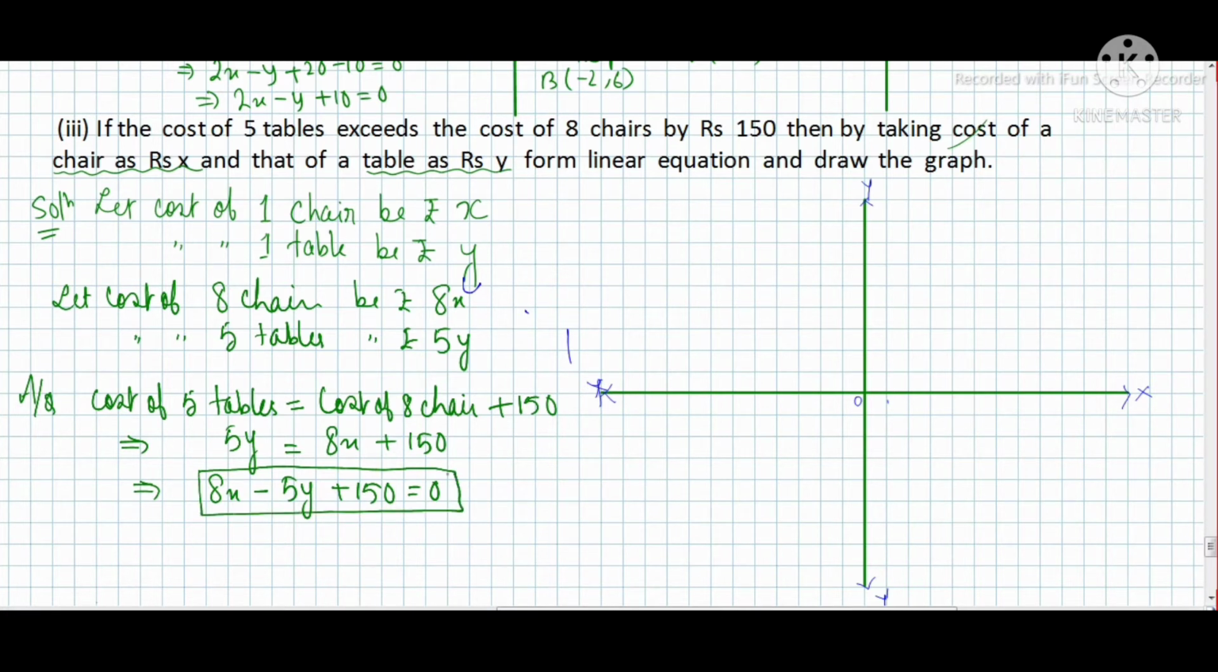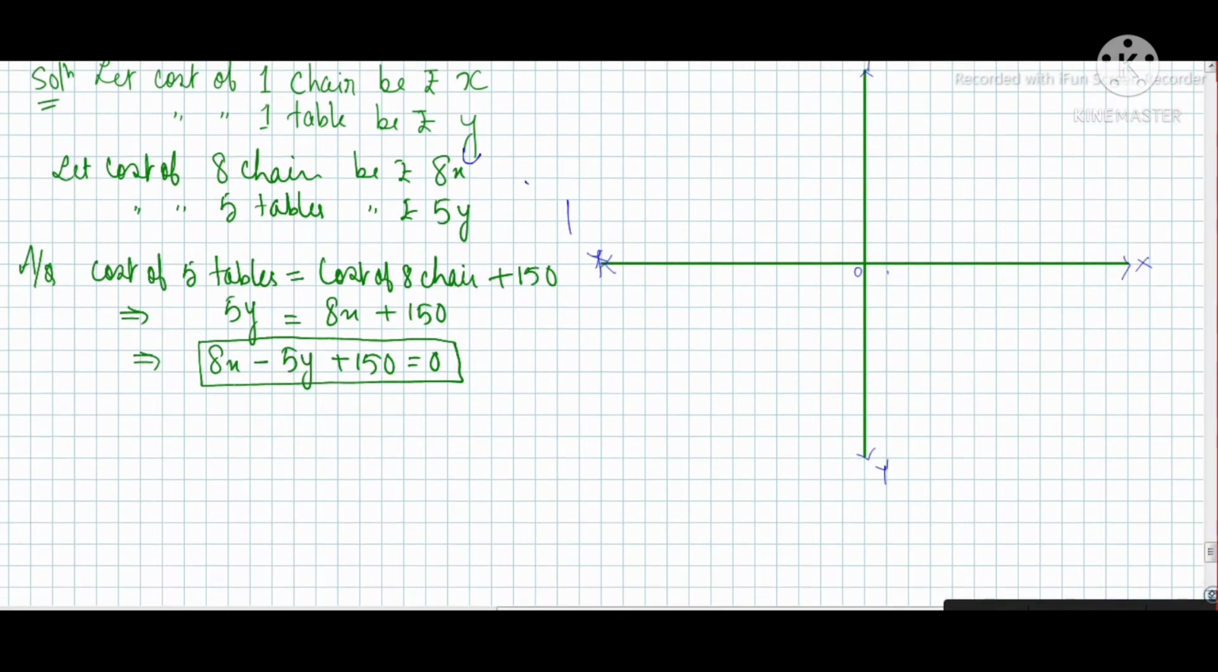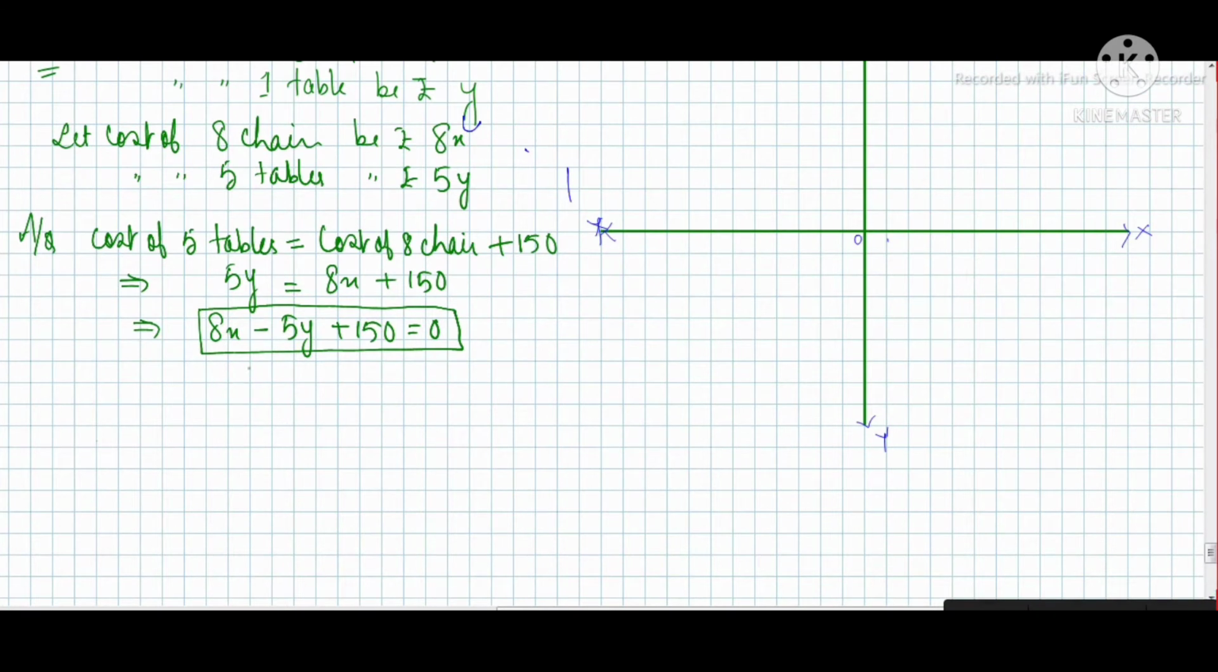Now we have to draw the graph also. So for that I have to transform this equation into straight line form. It is given that 5y is equal to 8x plus 150. So I can transform this as y is equal to, I will transpose this 5 to the right hand side, then it will be (8x plus 150) by 5.